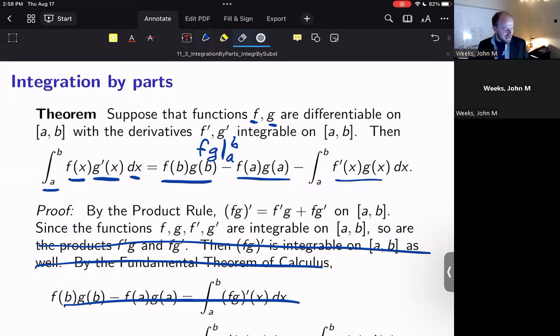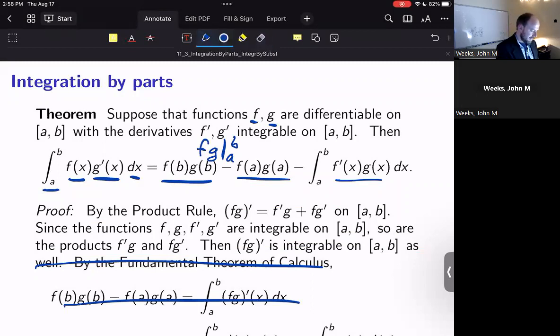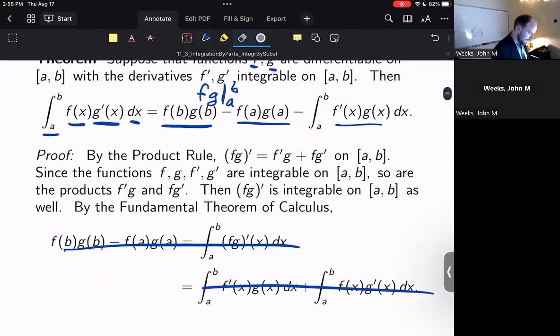Well, the functions f, g, f prime, and g prime are all going to be integrable by our conditions. Here, f prime and g prime must also be integrable as one of our conditions. So the products f prime g and f g prime also are going to be integrable. So this is something that I can take, and I can use this integral if I need to. Now, f g prime is also integrable on a to b. And why is this? Because this is just the sum of these two functions right here. So the fundamental theorem of calculus allows us to, this is the second part here, write that this is the integral from a to b of f g prime of x dx.